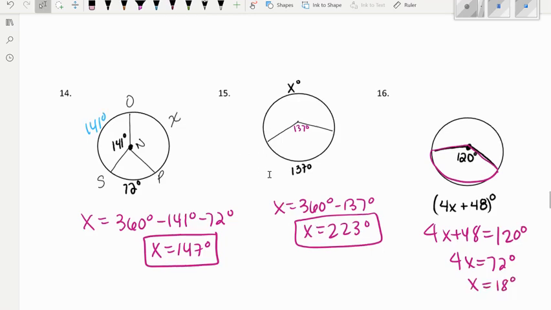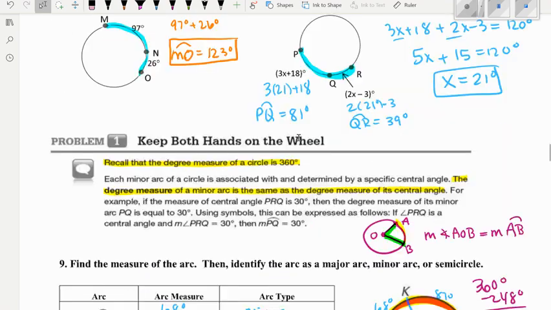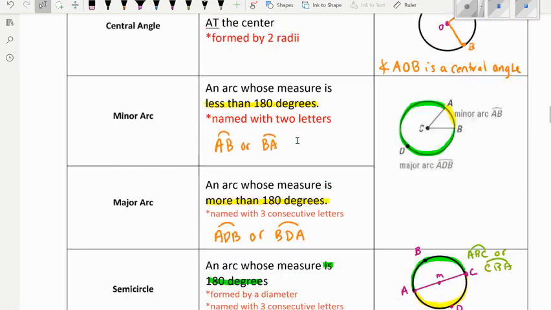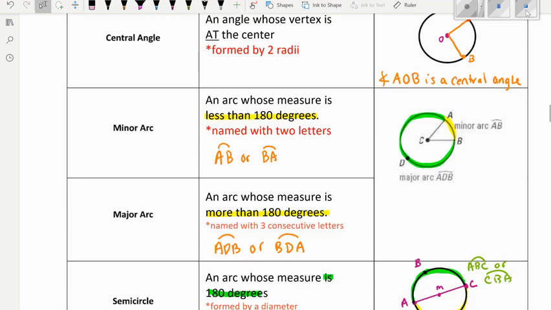So that is it for our circle vocabulary and central angle measures, and again, those other arc definitions that we looked at as well. So that's it. Make sure to also fill out the graphic organizer.